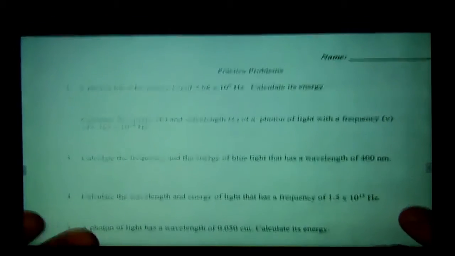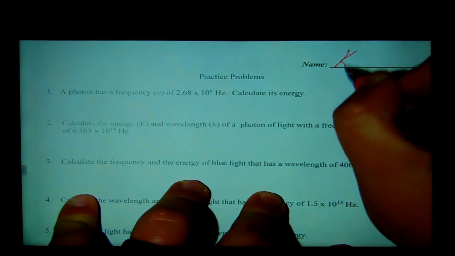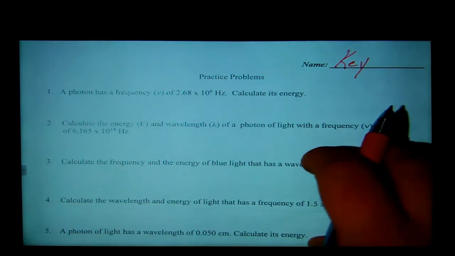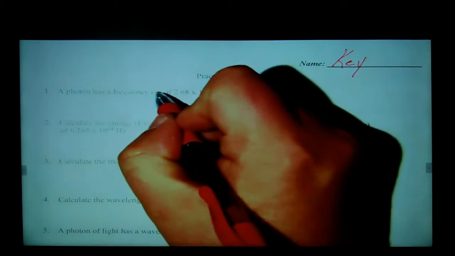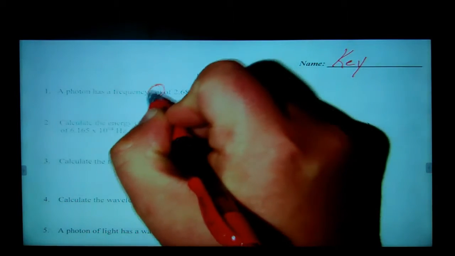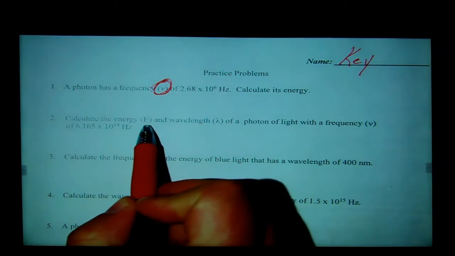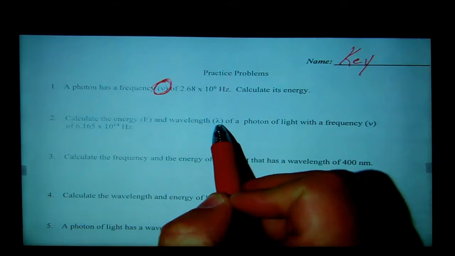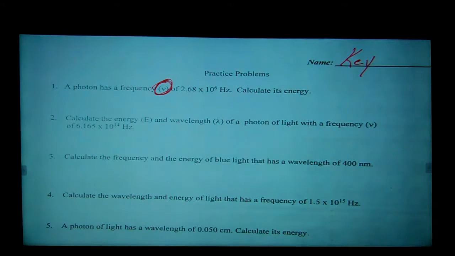Alright, so looking at some practice problems, I'll go on and tell you with these practice problems, I just got them off the internet. I did not write them myself. A dead giveaway is I never spell things out for you. That was literally spelled out for you. It even gave you what it is. Look at this: calculate the energy, E, and the wavelength, lambda. My gosh, it's like everything's spelled out for you. I am not going to be that nice.